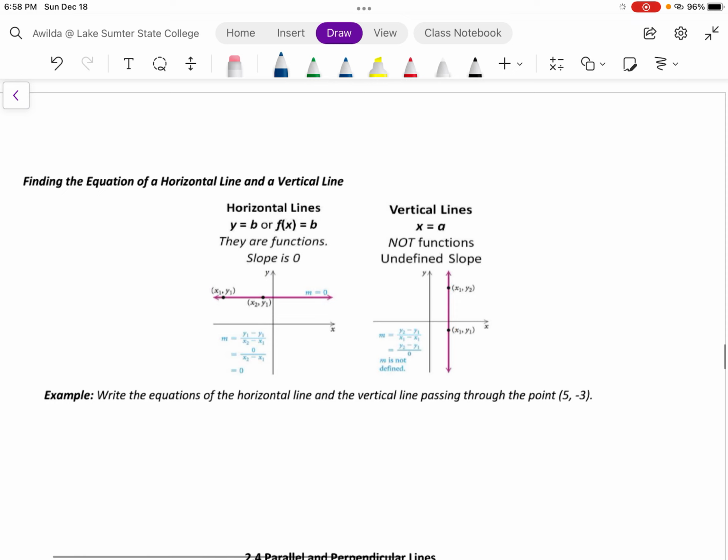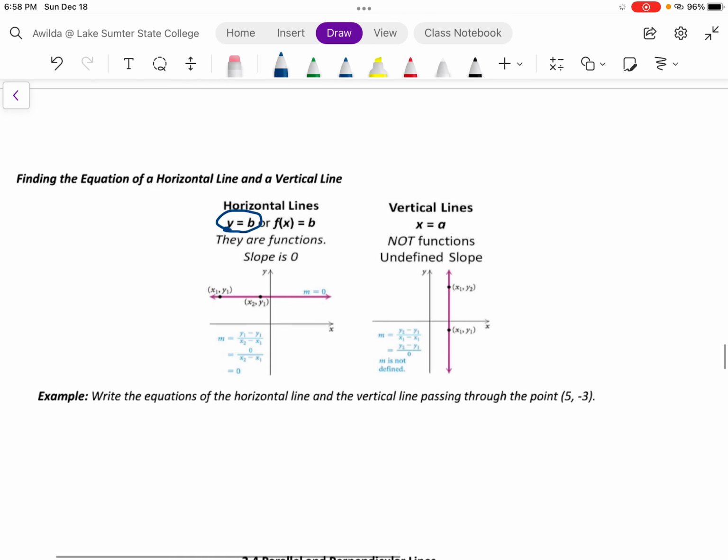Finally, let's quickly look at horizontal and vertical lines, which we mentioned in our previous video. Horizontal lines are these flat lines that run left and right but have no incline. They have 0 slope. The equation of a horizontal line is always y equals some fixed number b. Vertical lines, on the other hand, run straight up and down, and they don't have any horizontal movement. Vertical lines always have equations that look like x equals some fixed number a.